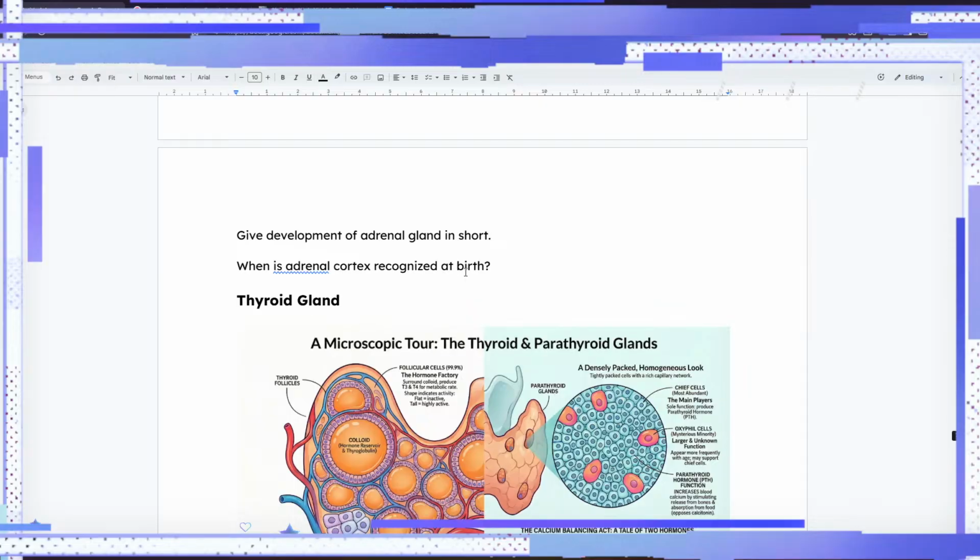Love it. Next question: give the development of the adrenal gland in short, and when is the adrenal cortex recognized at birth?